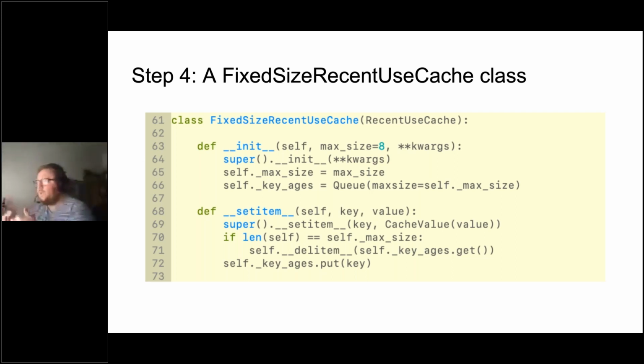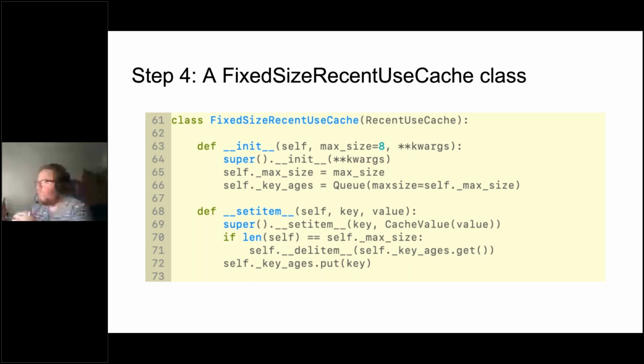And all I've done there, rather than actually care about the time signatures and how old they are and comparison and go through and loop them, is I've just stored them as a first in, first out queue, the normal queue in Python. And I've said the max size of that queue should be the same as the max size of the fixed size recent use cache, which is a wordy name, but I couldn't come up with anything pithy.